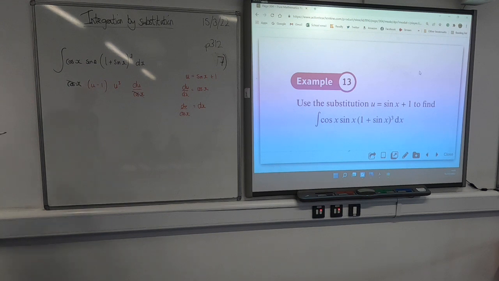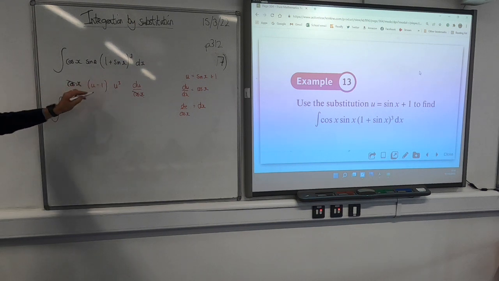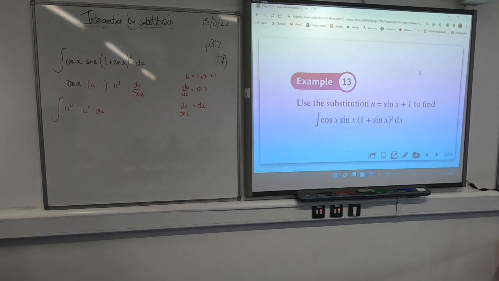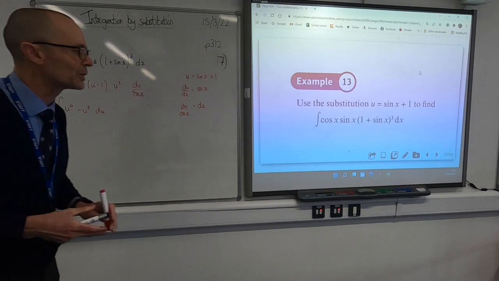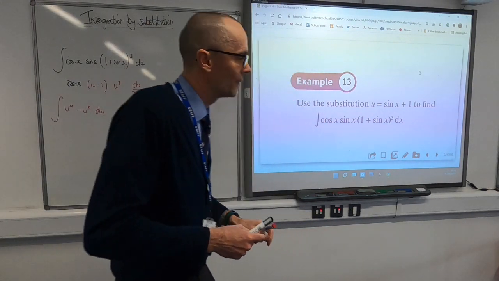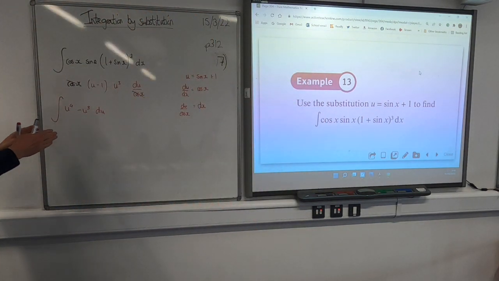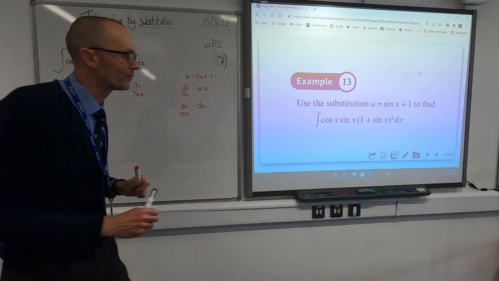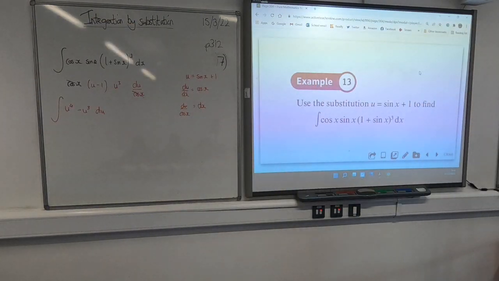So all of a sudden, something which looked fairly horrible has been reduced to u times u cubed, u to the power of 4, minus 1 times something which isn't too bad at all. So something which looks horrible all of a sudden becomes something which is not quite so horrible. See if you can finish that one off. Don't forget the final replacement at the end.